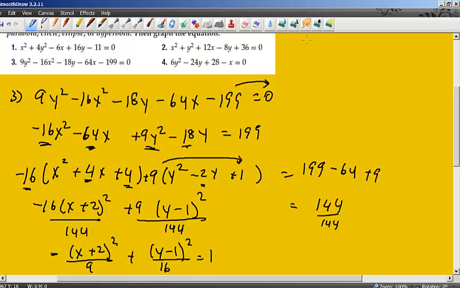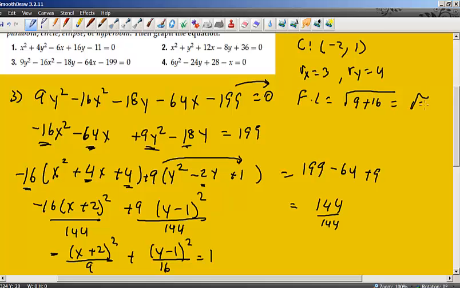Okay, now I know what my center is. My center here happens to be x is negative 2 and y is 1. And then the radius in the x direction is 3, and then the radius in the y direction is 4. And my focal length of this would be opposite of what I did in ellipse. Okay, and this will be 9 plus 16, which is right at 25, and that is equal to 5.